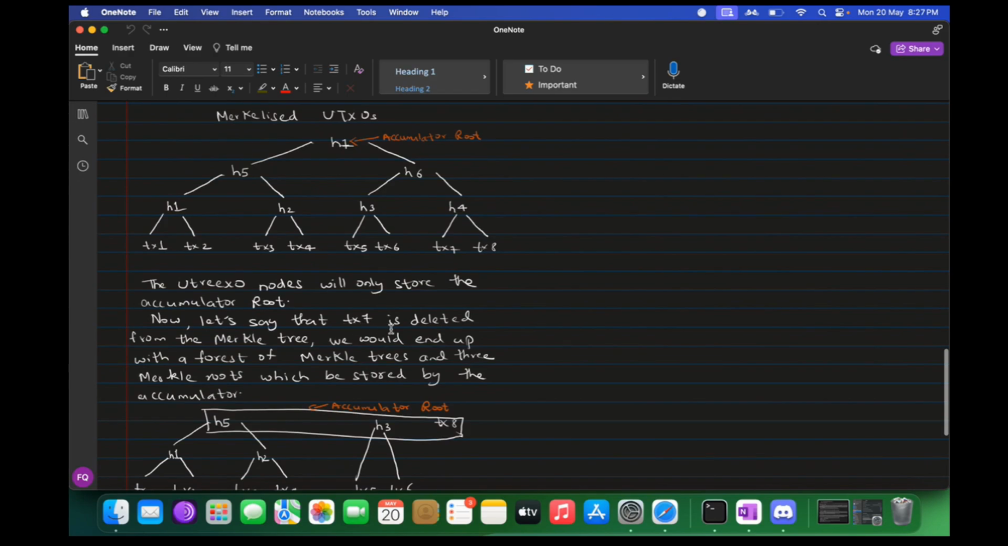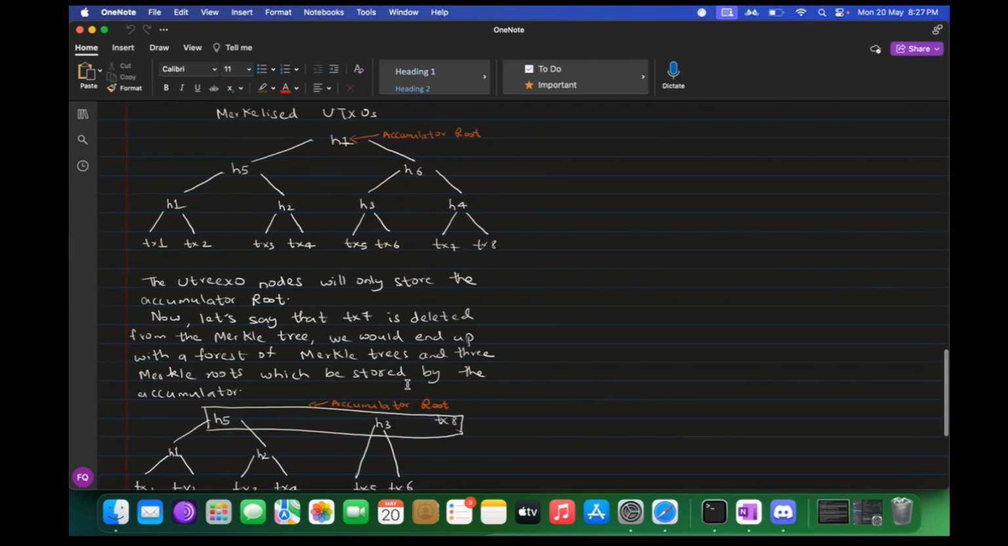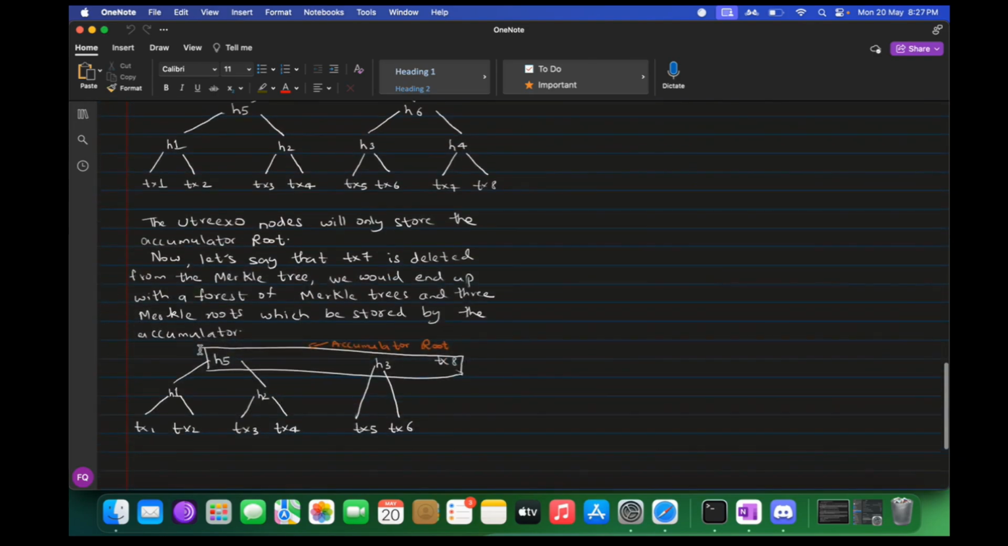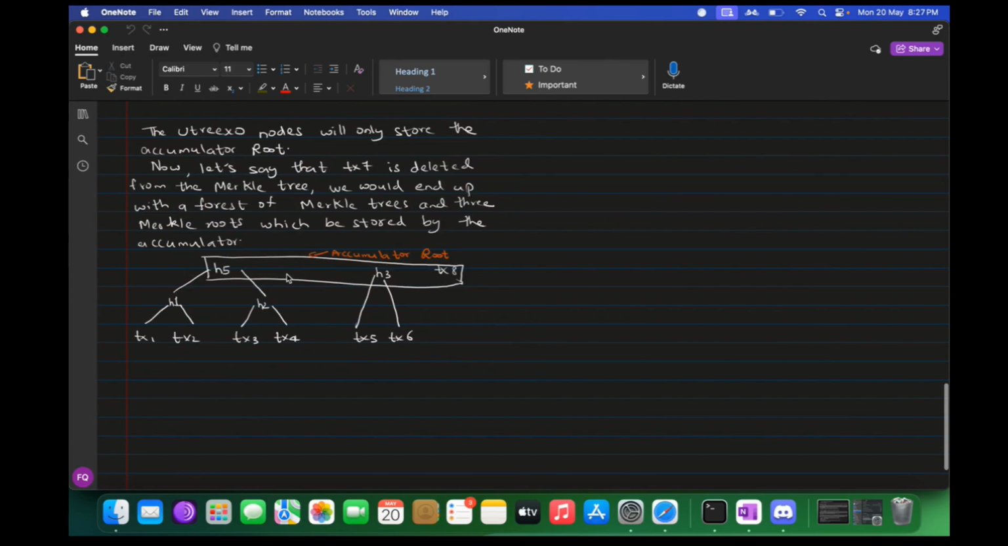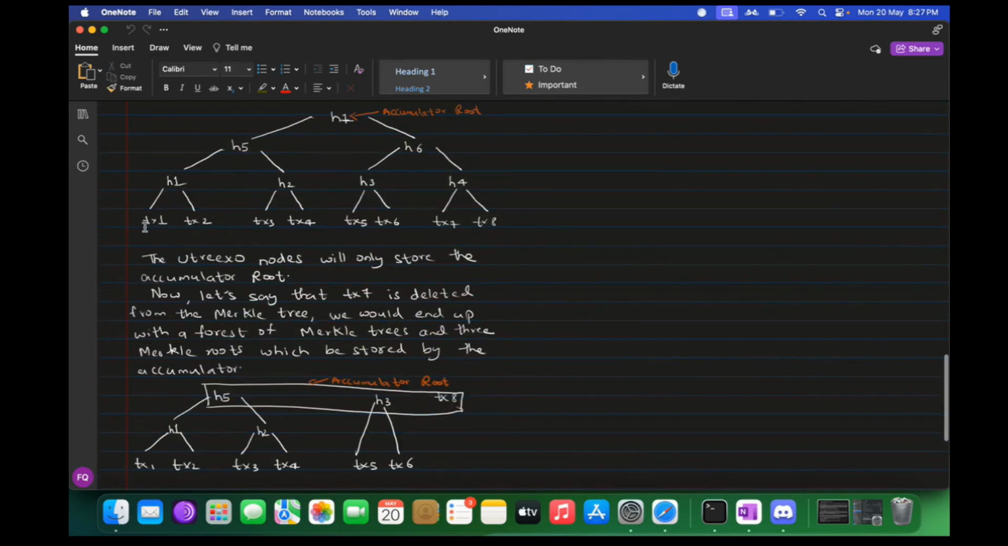Now let's say that TX7 is deleted. So let's say we see a transaction such that this UTXO which already exists in the UTXO tree is destroyed. From the Merkle tree, we would end up with a forest of Merkle trees and 3 Merkle roots which will be stored by the accumulator. It's not always necessary that your UTXO tree will be symmetrical. This is the Merkle forest.